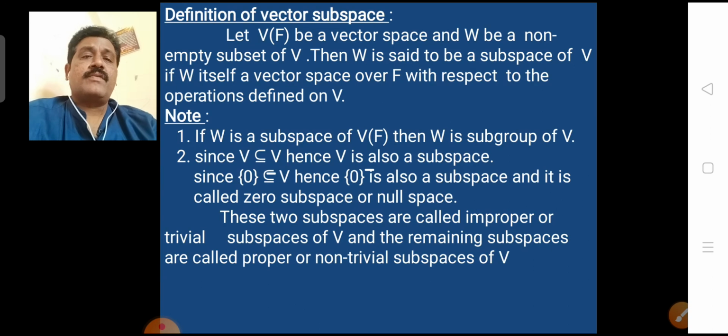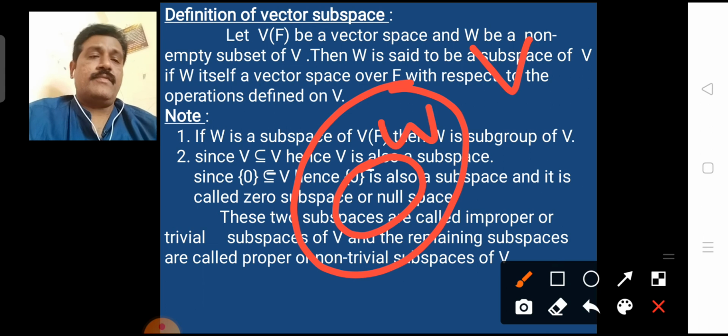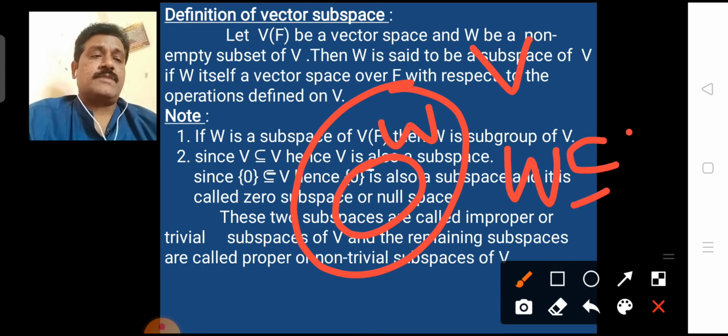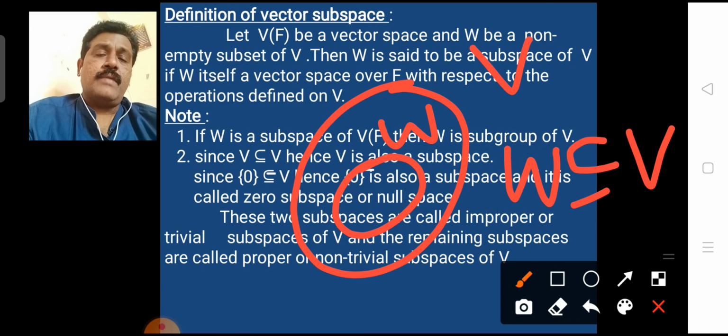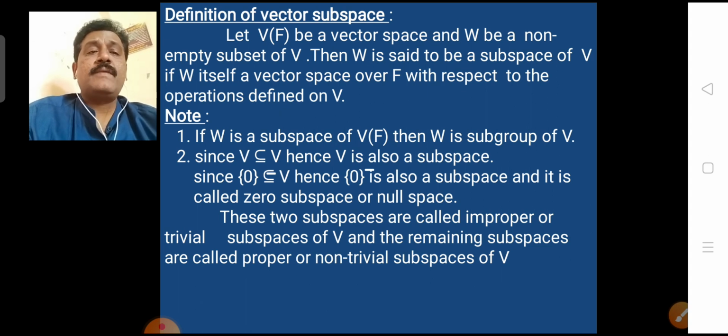Definition of vector subspace. Let V(F) be a vector space and W be a non-empty subset of V. That is, W is a subset of V. This means all the elements of W belong to V. If W itself is a vector space over F with respect to the same operations defined on V, then W is called a subspace of V. Note, we all know what the operations are: one is vector addition and the second one is scalar multiplication.